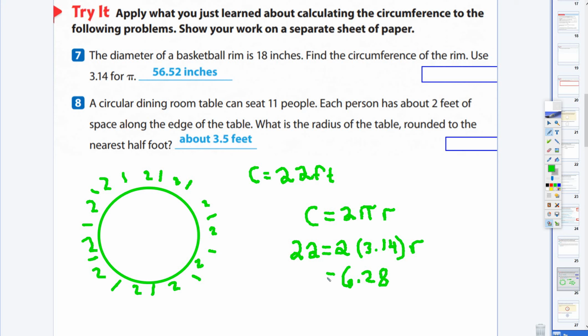Or about 6.28. And now you have an equation, right? 6.28 times what is 22? Well, if I divide 6.28 on both sides of the equation, just like in previous, you can also use flowcharts, obviously, you would see that 22 divided by 6.28 is about 3.5 feet. And that is your answer. Again, if you're struggling with any of these problems, best thing to do is pause the video and go back and see it again step by step.